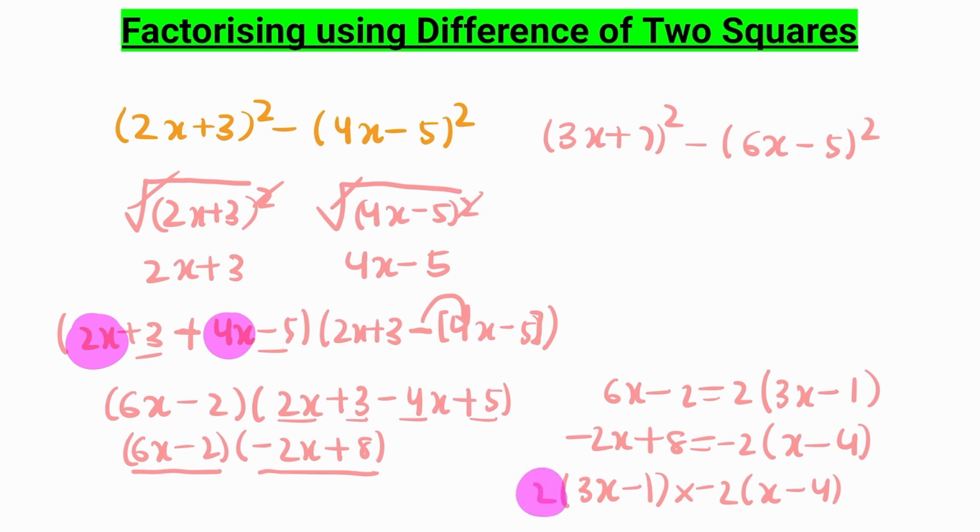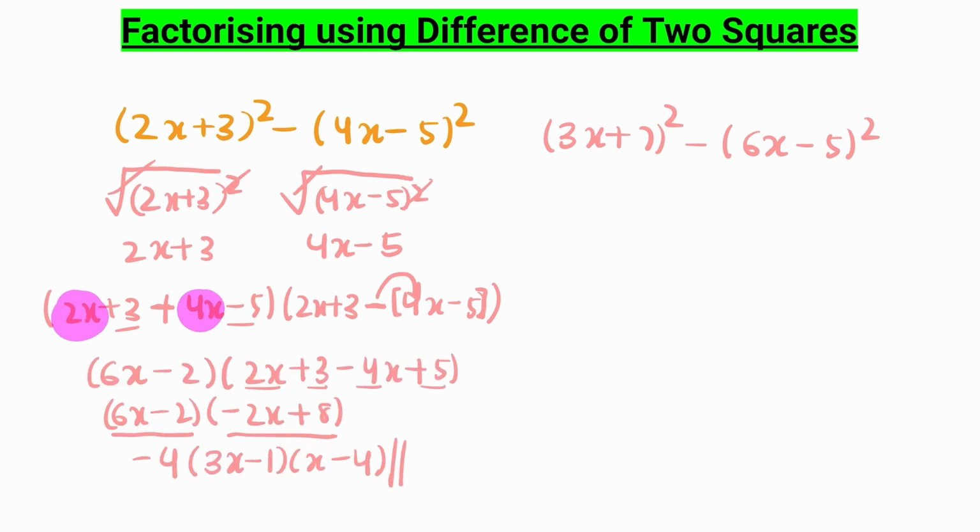How can we do that? We can here multiply 2 and minus 2. It will be equal to minus 4 and then 3x minus 1, x minus 4. That's our final answer. Let's move on to our next example.